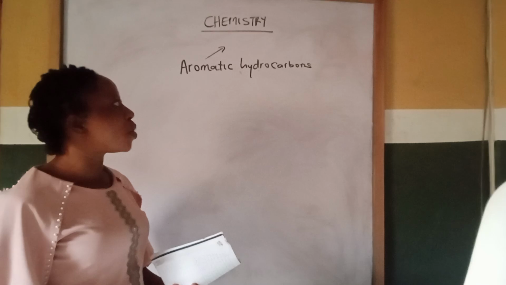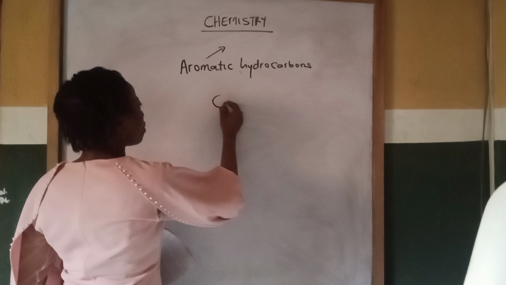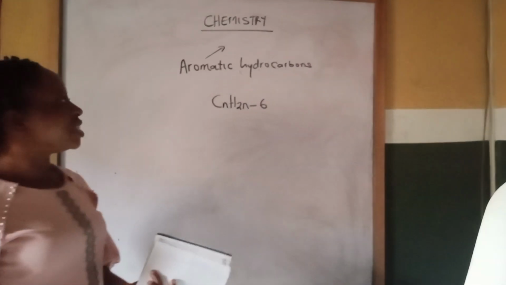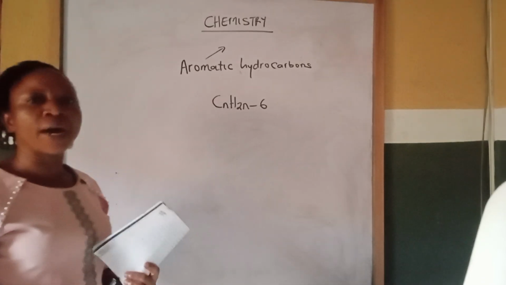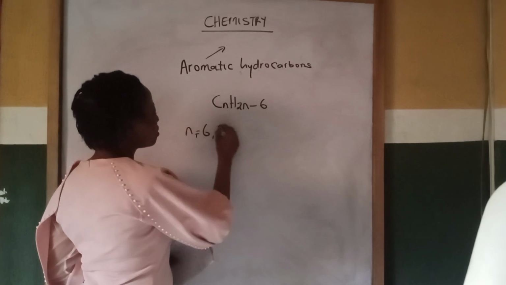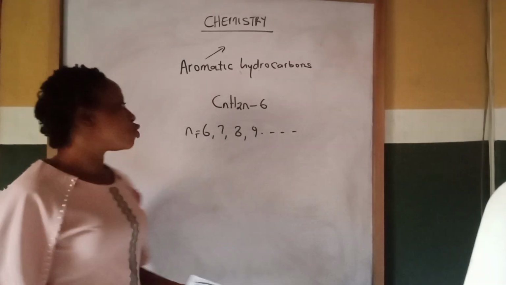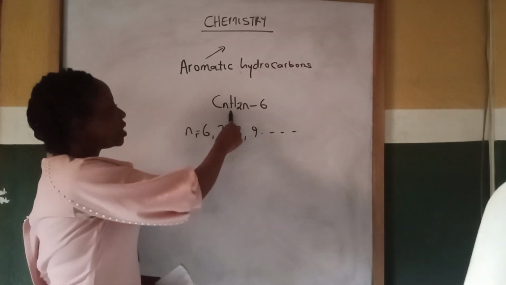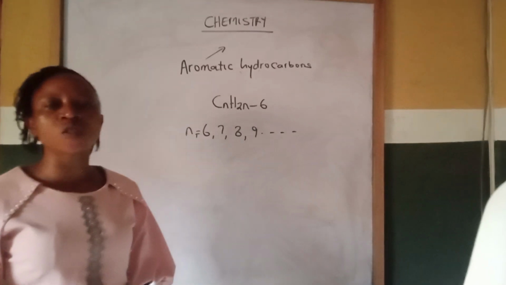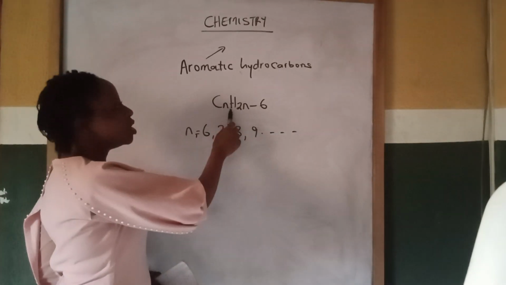Aromatic hydrocarbons have a general formula of CnH2n-6, whereby n is 6, 7, 8, 9, 10, and so on. When you substitute n into this general formula, you get the molecular formula of benzene when 6 is substituted.